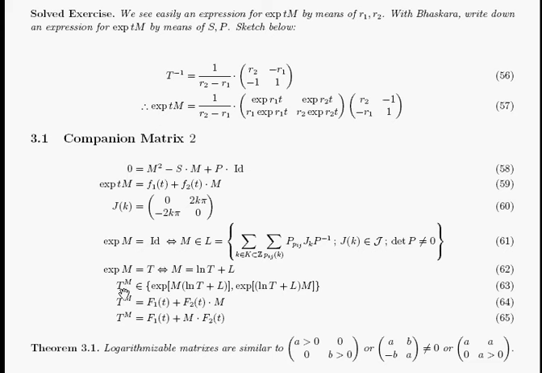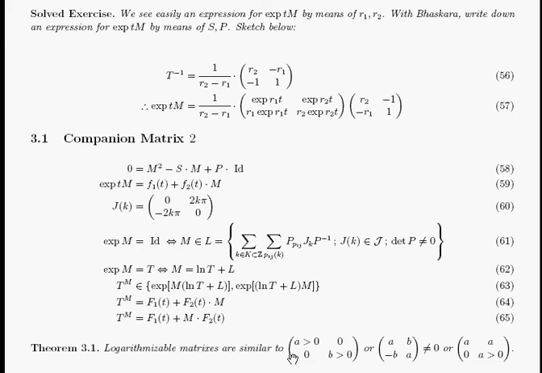A matrix T powered to a matrix M, what is it? The exponential of M ln of T plus L. Exponential of ln of T plus L M. That's a commutative problem. T powered to M is f1 of T matrix plus f2 times M. Who are the logarithmizable matrices?